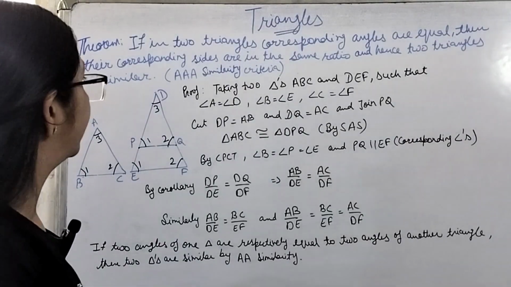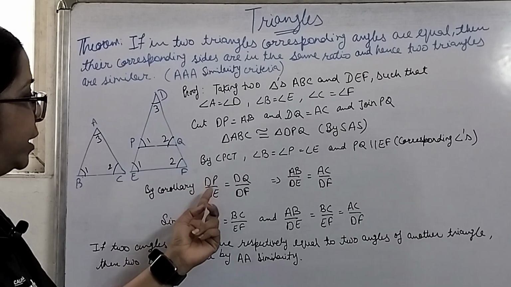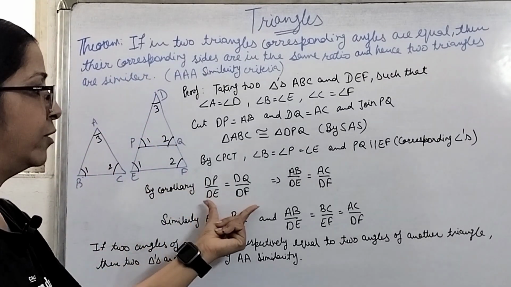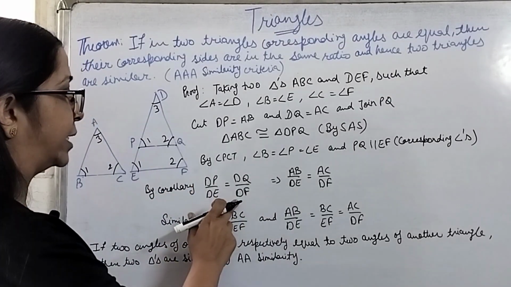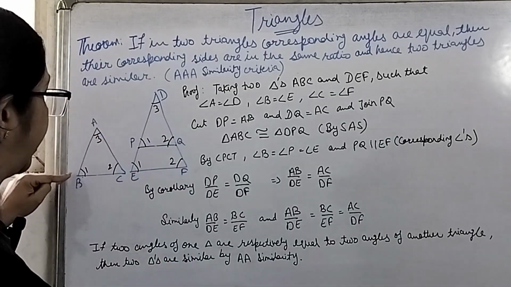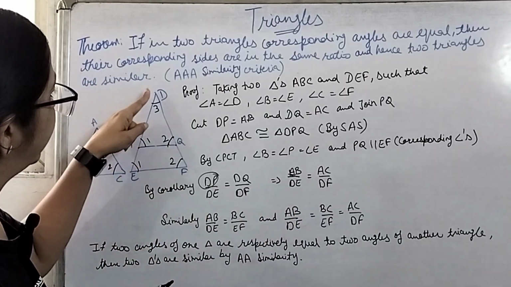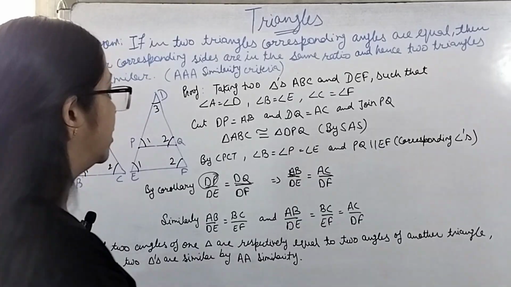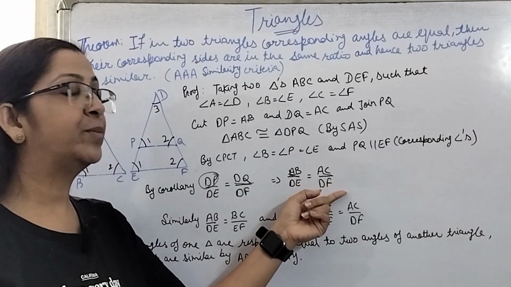Or by the corollary of the BPT, we can say DP over DE is equivalent to DQ over DF. We had just discussed what the corollary of BPT is, so by that we can take it. Now see, DP by construction we have taken equivalent to AB, so DP could be replaced by AB. By construction we have taken DQ equivalent to AC, so DQ could be written as AC. So this could be written as AB over DE is equivalent to AC over DF.